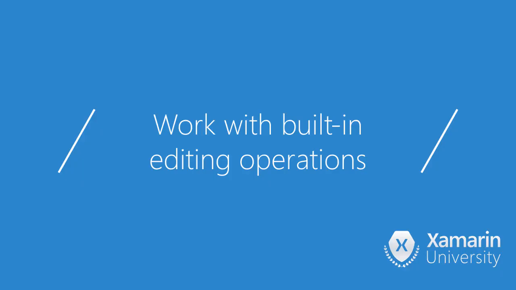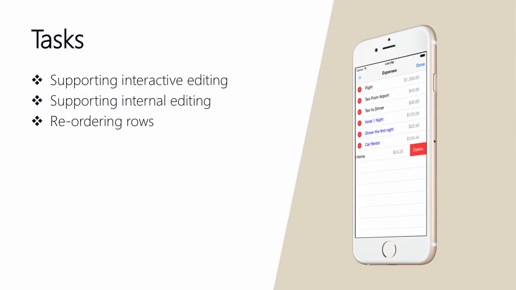Let's get started by looking at some of the built-in editing operations that we can take advantage of when using a table view. We're going to look at the built-in capabilities of the table view that let a user add, remove, and reorder rows through the UI itself. The UI is completely supplied by the table view, and all we have to do is enable it and then respond to specific notifications.